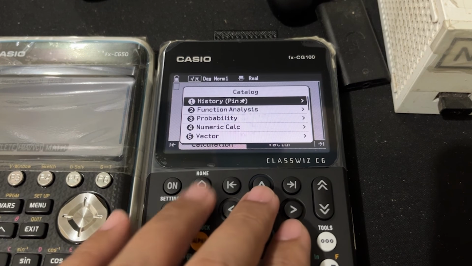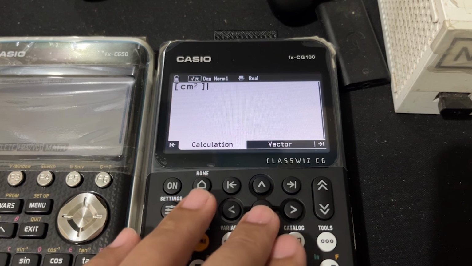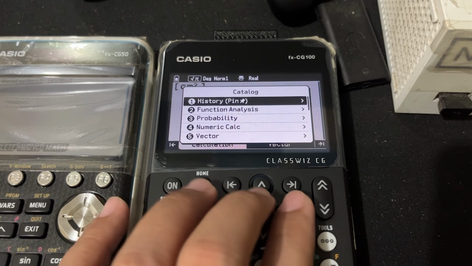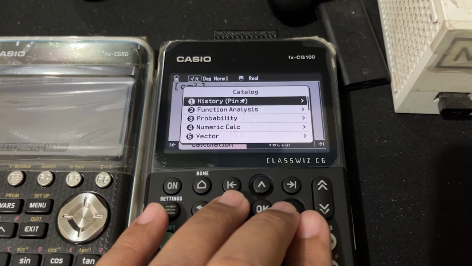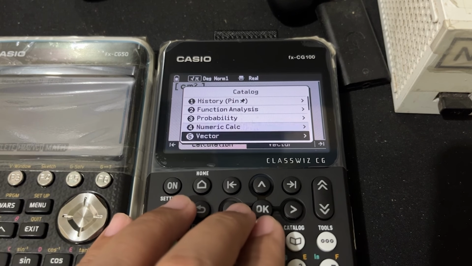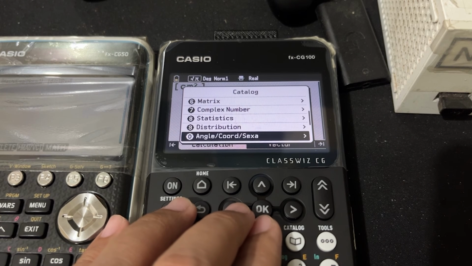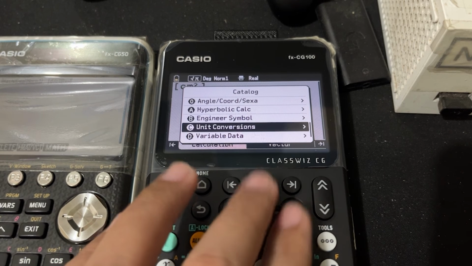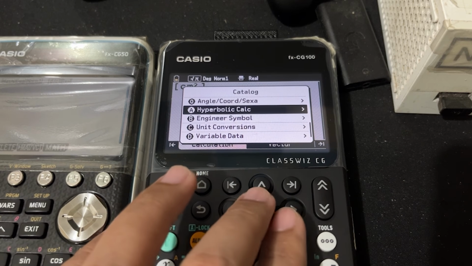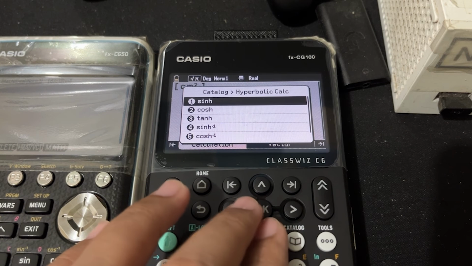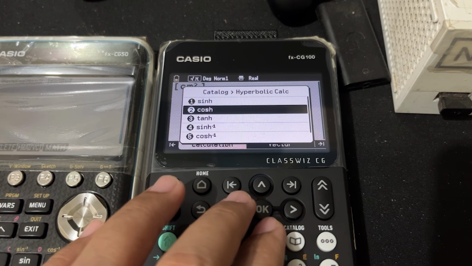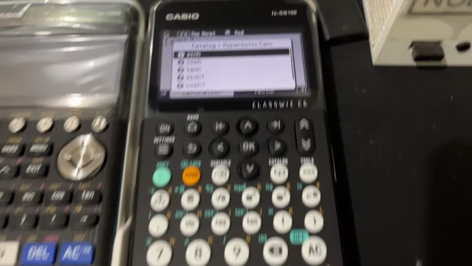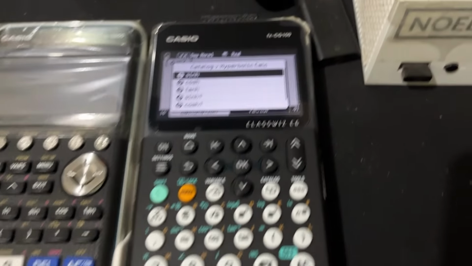There's a catalog, centimeters. You choose the centimeters. There's a minute in. Oh, centimeters. Because I'm using recently added things, like unit conversion, like this one, the hyperbolic calculator. Yeah, there's no hyperbolic found there at the bottom. There's no hyperbolic.